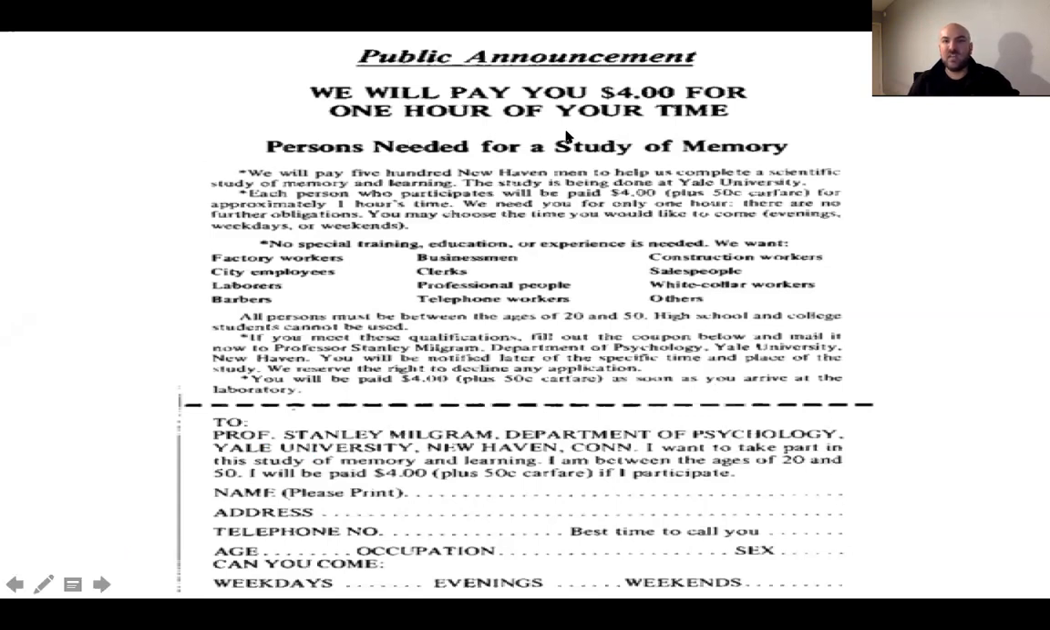So here's the flyer that Stanley Milgram sent out. Notes here: people needed for a study on memory. No special training, education, or experience. We want factory workers, city employees, laborers, barbers, businessmen, clerks, professional people, telephone workers, construction workers, salespeople, white-collar workers. We want the average Joe.